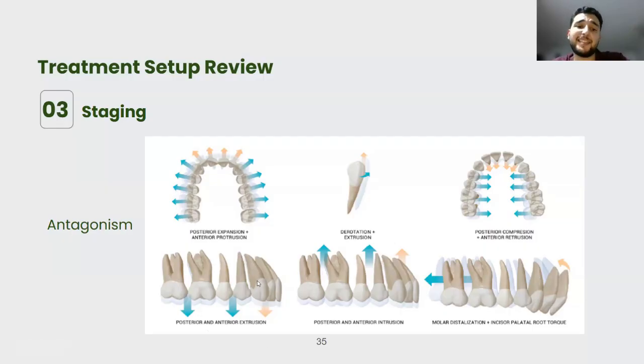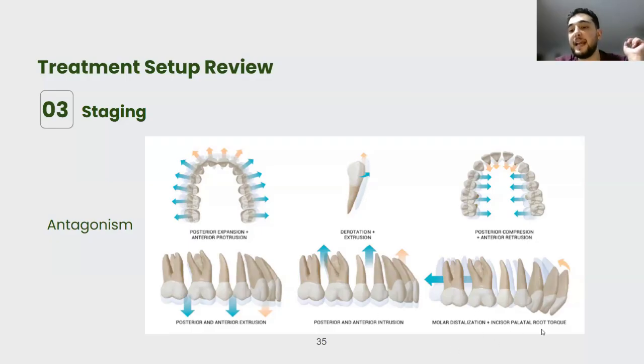If I'm extruding all the teeth at the same time, I'm not going to expect any extrusion to happen. If I'm intruding all the teeth at the same time, anterior and posterior, I can't get any anchorage. The aligner is not going to be leaning on any tooth to apply the movement because they are all being intruded in the simulation. So it's basically the aligner just being passive on the teeth.